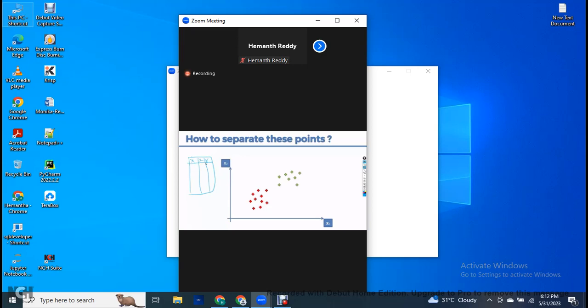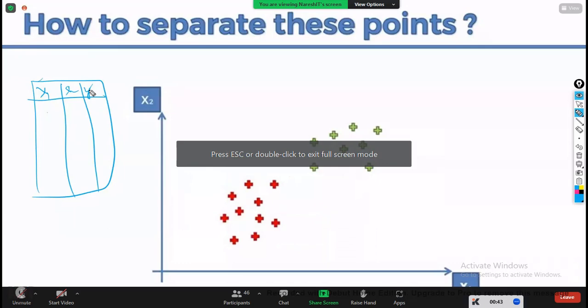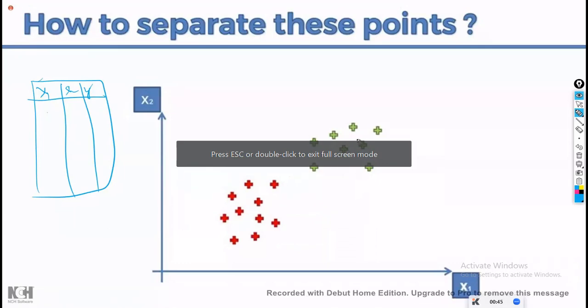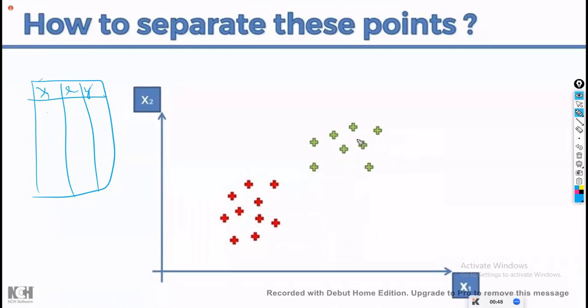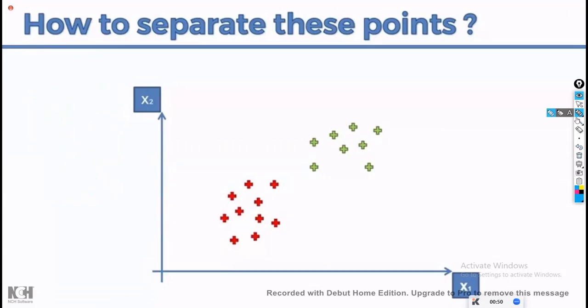Plot between x1 and x2 using hue equal to y, that is the output variable. And I'm going to have two different colors: one is red and one is green. Now, if I'm using this, how am I going to separate the data?